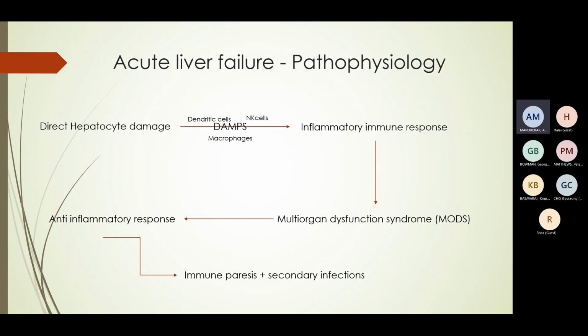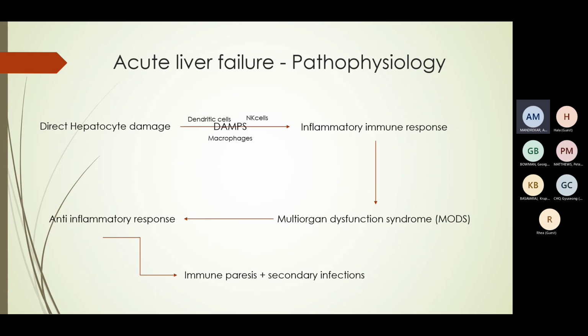In terms of the pathophysiology of the acute liver failure, you have some kind of direct hepatocyte damage. So let's say it's a paracetamol overdose, or poisoning, which is overwhelmingly the most common cause in the West. It's not the most common cause globally. Globally, I think it's hepatitis B and E that are the most common cause, but in the West and in the UK, it's paracetamol poisoning.